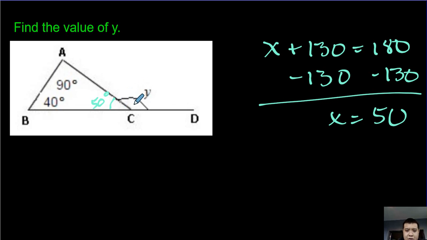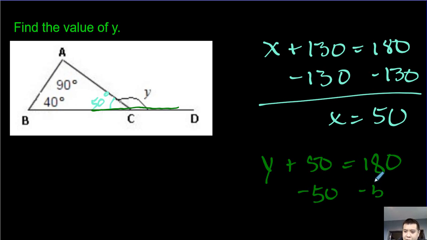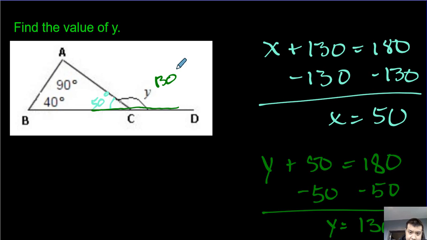This exterior angle, this y, notice how it is a straight line right here. So these two angles combine to get to 180 degrees. Since these two angles combined get 180 degrees, that means they are supplementary angles. So 50 plus y equals 180, and if we subtract 50 from both sides, we find that y equals 130 degrees. Okay, so this exterior angle is 130 degrees.